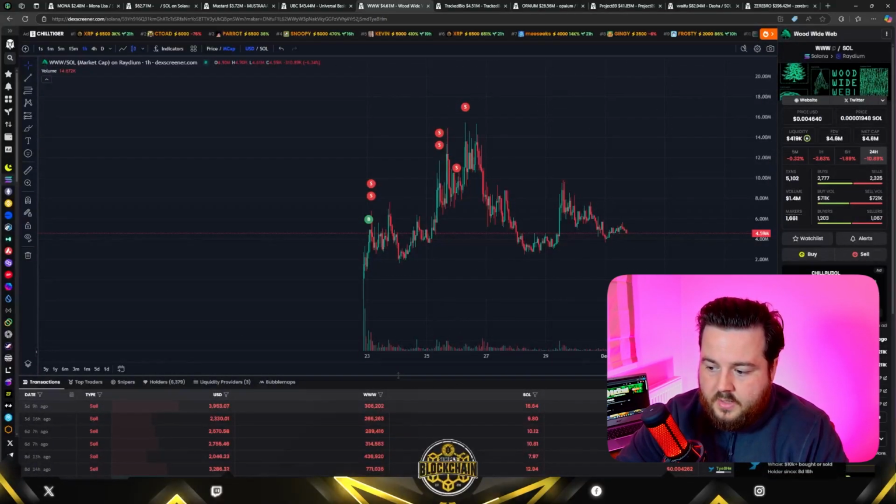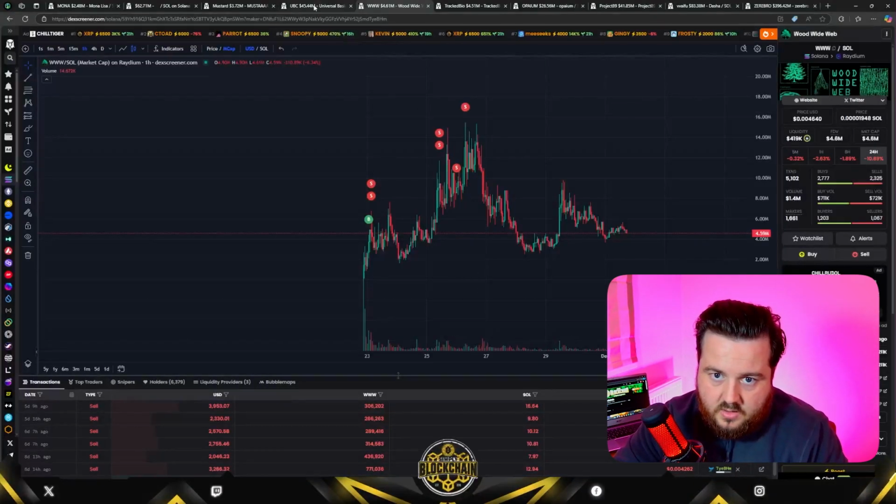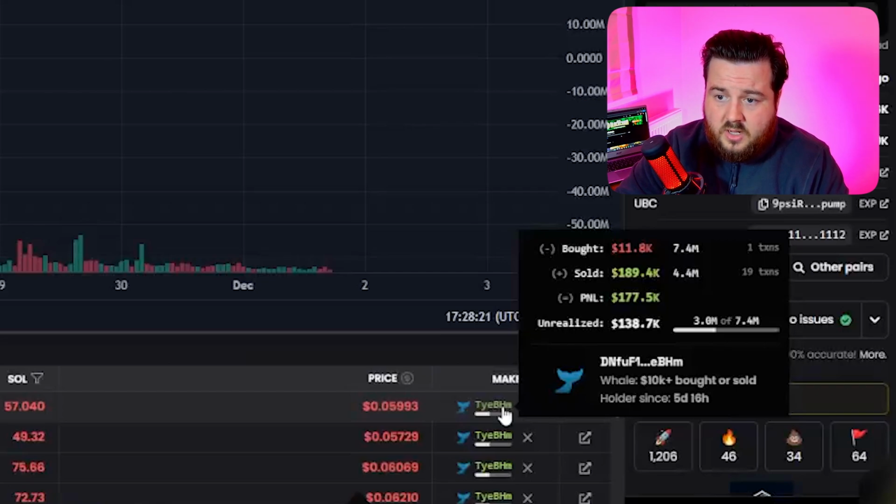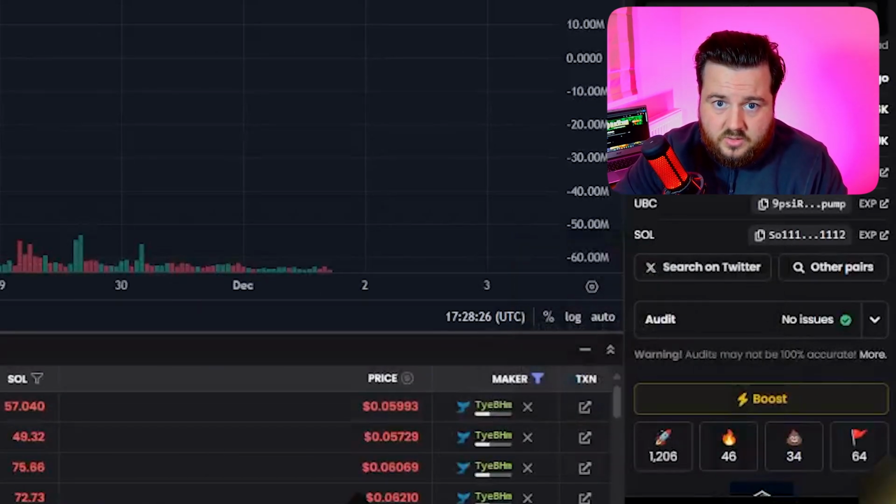Worldwide Wood, again, bought 12, sold 16. He's made 4,000. He's still got 12,000 unrealized. UBC is another massive one that he had. Bought 11, sold $189,000. He's still got $138,000 in the token.